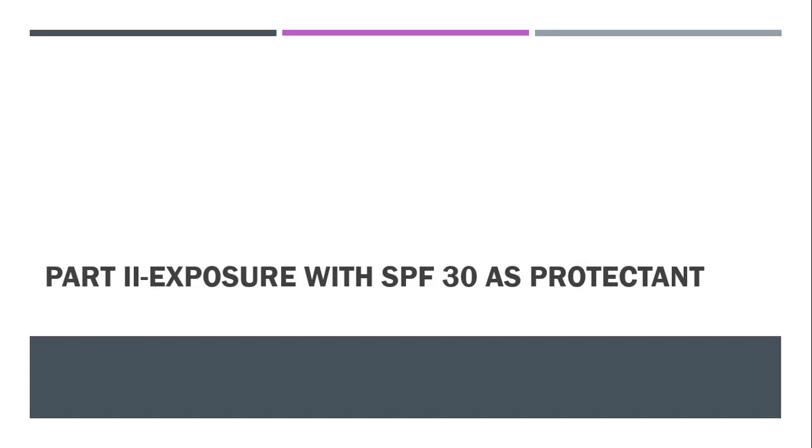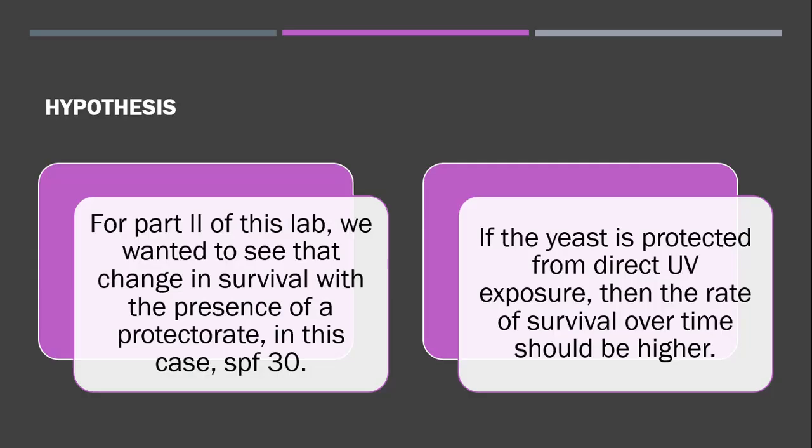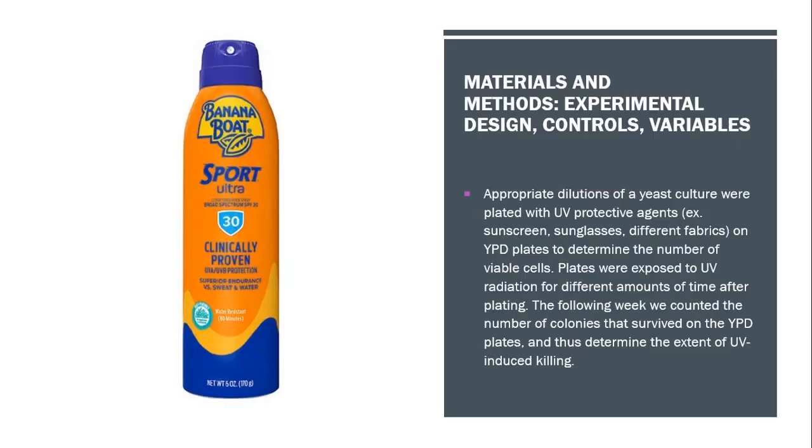Part 2, we exposed the yeast cells with a protectant using SPF 30. We believe that if the yeast is protected from direct UV exposure, then the rate of survival over time should be higher. We repeated the dilution onto the same type of agar plates, and we used a plastic wrap with sunscreen sprayed on it when we exposed it to UV radiation.